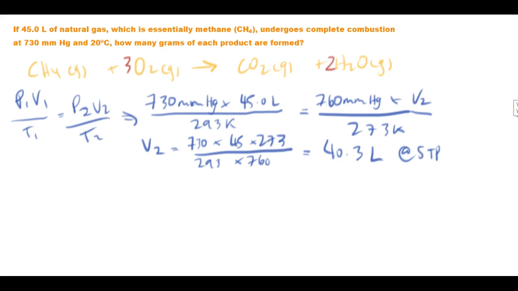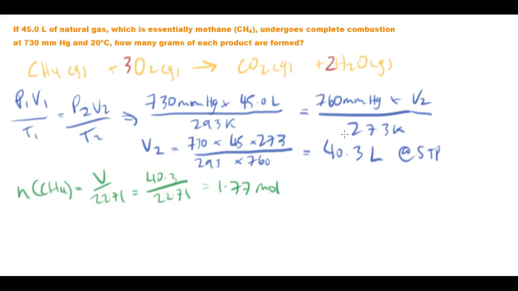Now let's have a look. If that's all at STP, we can find out the number of moles of our methane, the number of moles of CH4, which is V over 22.71, which is 40.3 divided by 22.71, which ends up being about 1.77 mole. And now, according to our molar ratio, we can now figure out the number of moles of our 2 products.